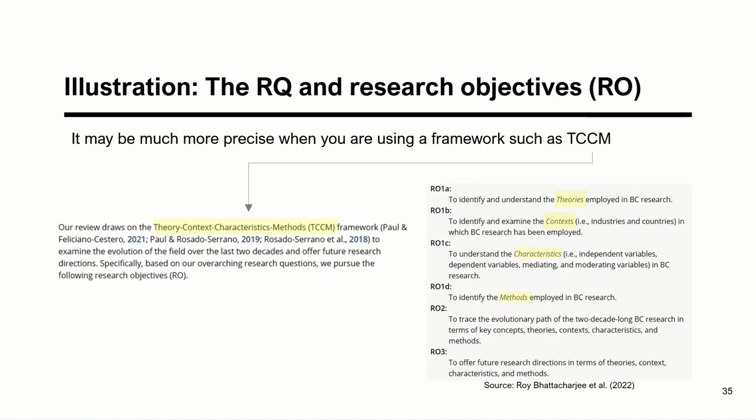And when you're using something like a TCCM, the theory, context, characteristics, methods framework, it may become even more obvious and you may be much more precise, right? When stating research objectives. So we understand the theories, we identify and examine the context, we understand the characteristics and identify the methods. So it clearly maps to the framework that you used in the paper. So, and that flows down, cascades into the research objectives.